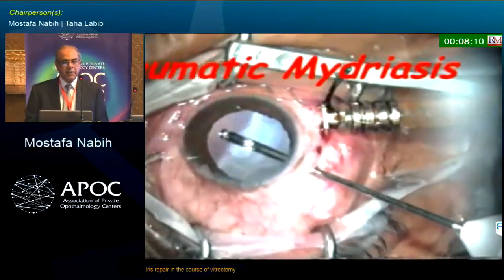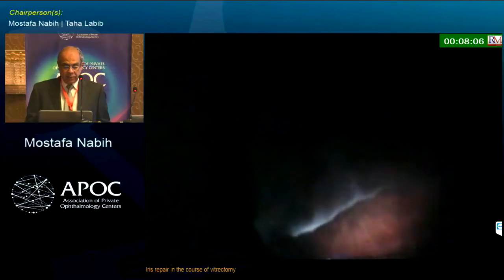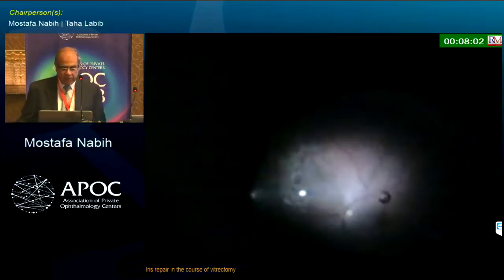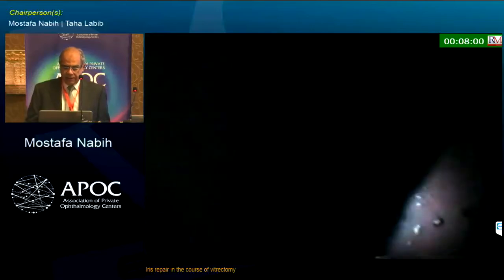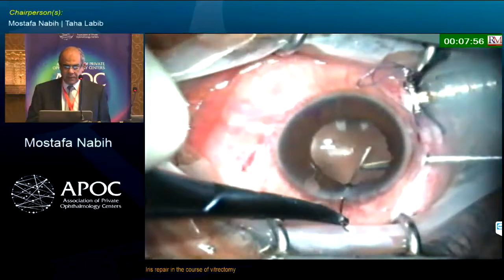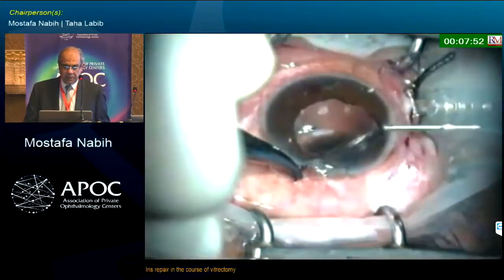This is another case with a traumatic giant tear with traumatic mydriasis. Actually, the surgery for the giant tear was not difficult at all. Using the perfluorocarbon, attaching the retina, performing the usual vitreous work. Then it comes now to repair of the iris.